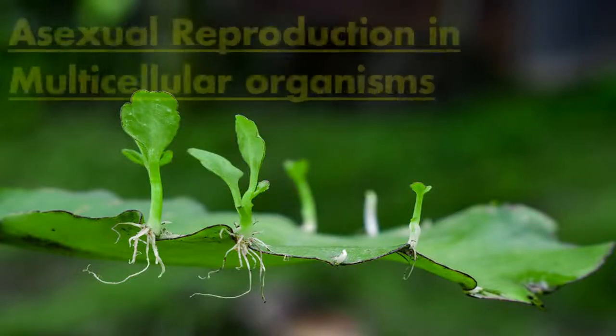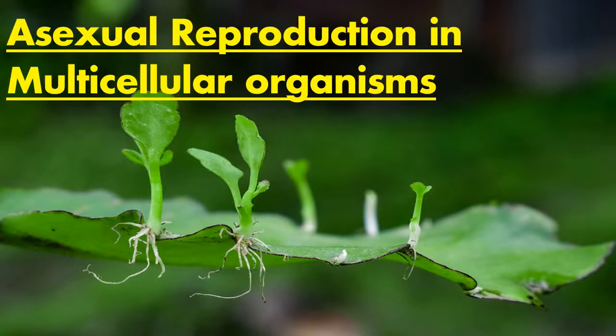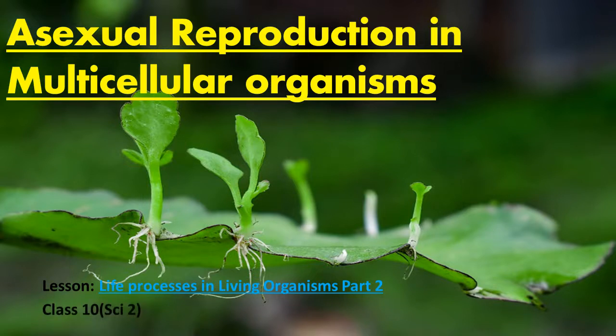Welcome everyone. Today our topic is asexual reproduction in multicellular organisms. So student, for asexual reproduction in unicellular organisms, just check the link in the description box. I have explained it in an earlier video. Okay, so let's start today's topic, and this topic is from the lesson Life Processes in Living Organisms part 2 for class 10 science 2. Let's start.